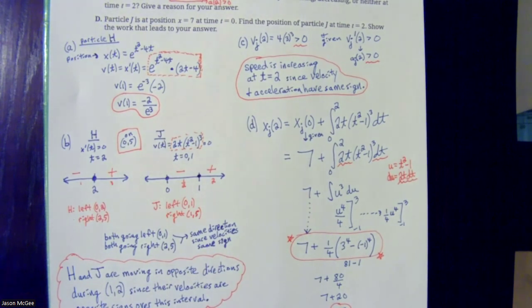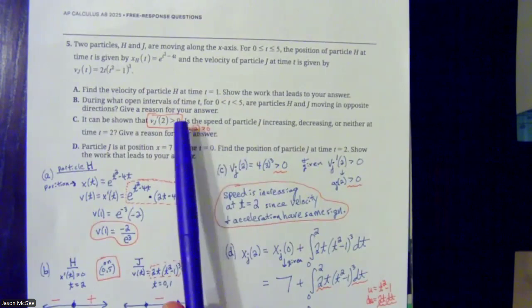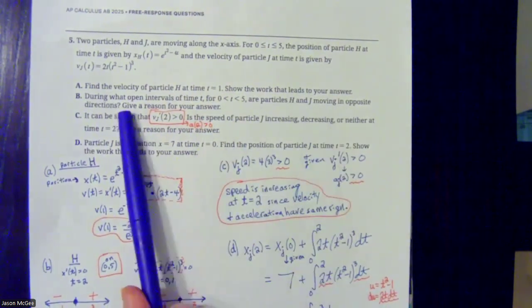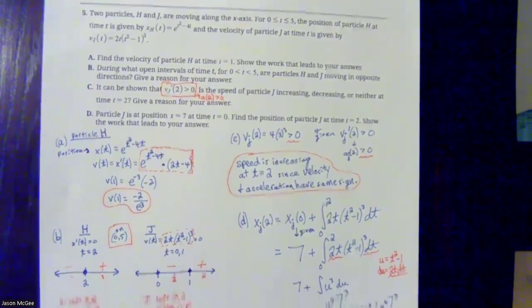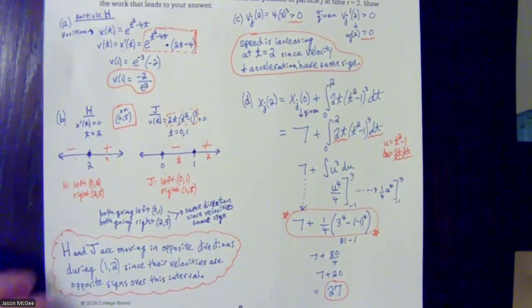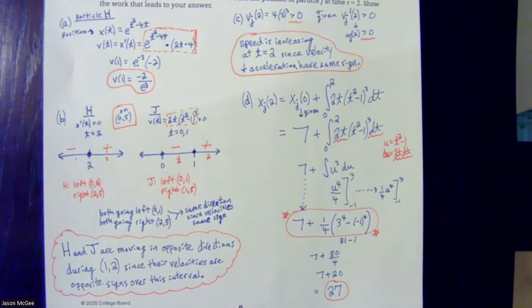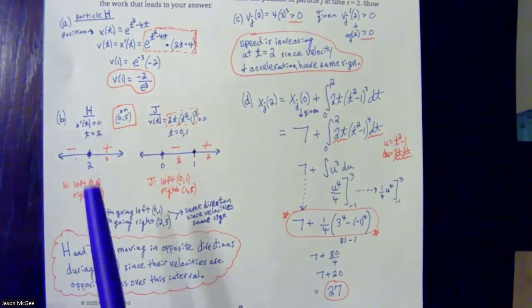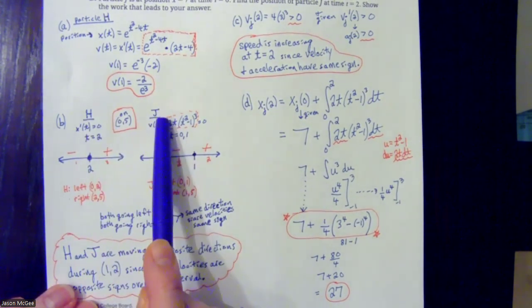All right, then part B says, during what open intervals are the particles moving in opposite directions? We know if the velocities are positive, that means the particles are moving to the right. If the velocities are negative, the particles are moving to the left. So we're looking at where the velocities have opposite signs, and that's where they're going to move in opposite directions. So what I did, I took particle H and particle J.